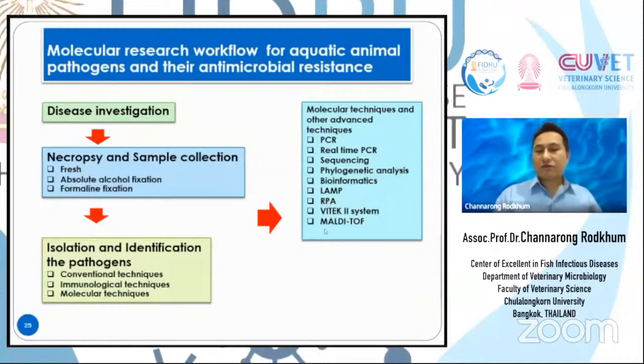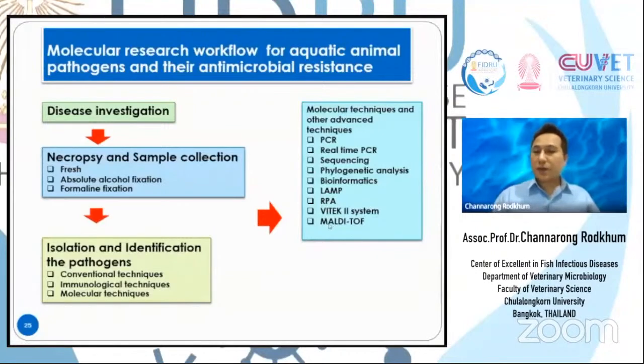The next technique uses a mass spectrometer to detect molecules that ionize from the cells of bacteria. After that, it is interpreted to determine the genus and species of the pathogen. It is a very fast technique for identifying the pathogen, if you have it in your institute, but the machine is quite expensive.